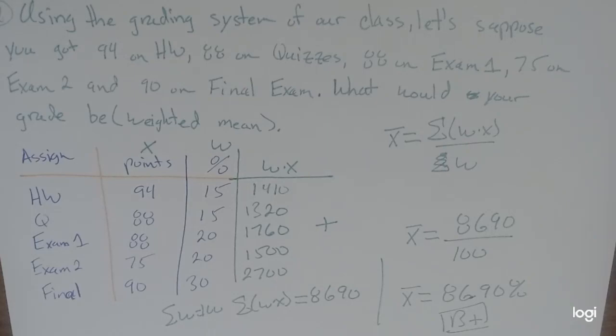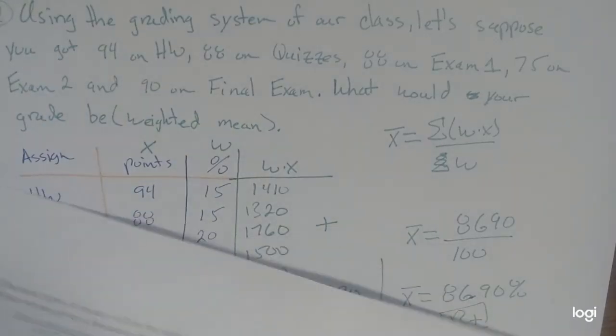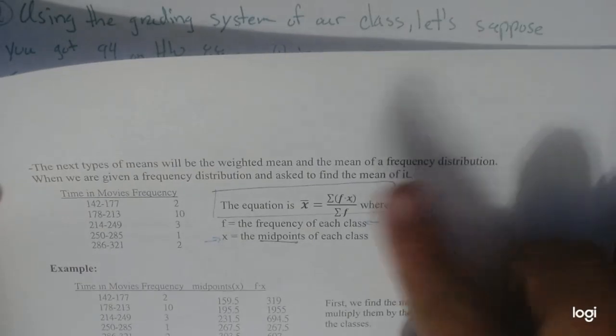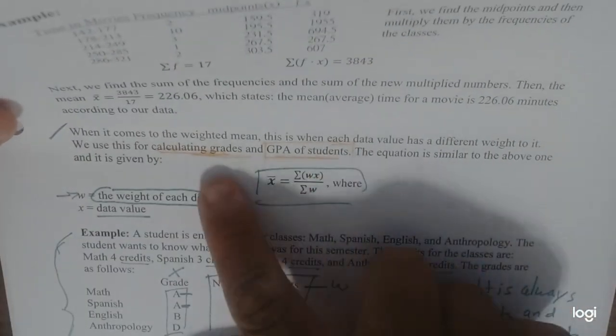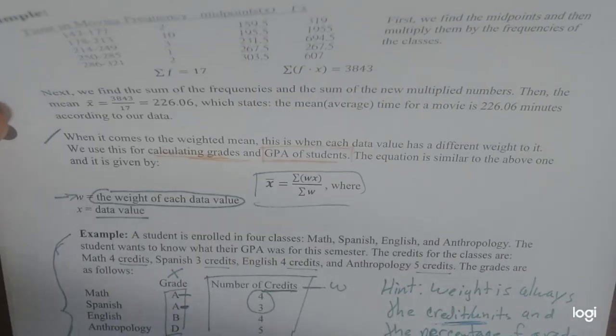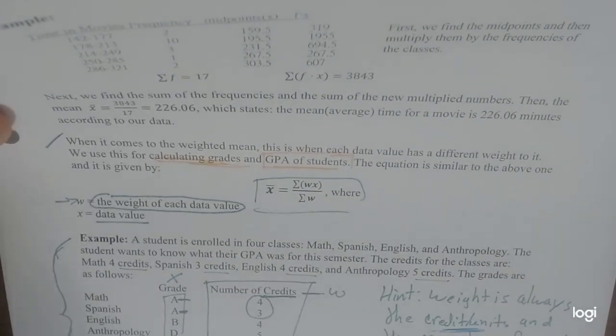That's pretty much the end of this section. It only covers two portions: the mean over a frequency distribution, where you use this equation, and the weighted mean, which you only use when it comes to GPA and calculated grade. That's pretty much what this section is all about.